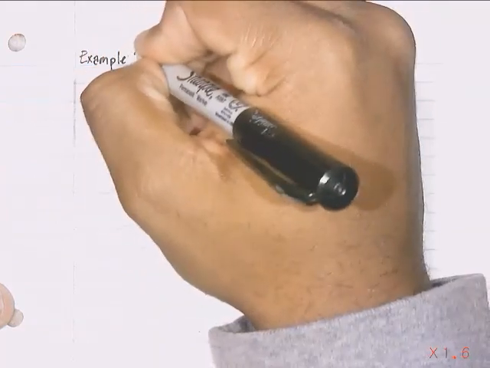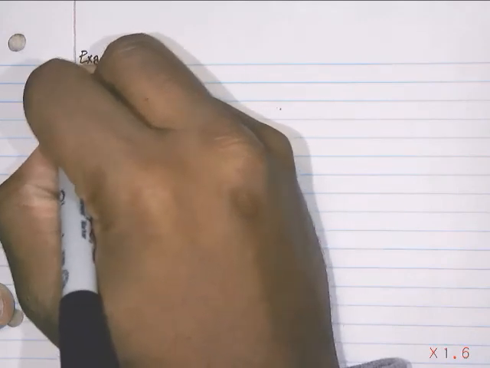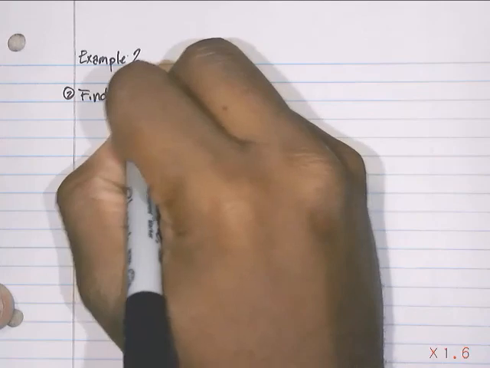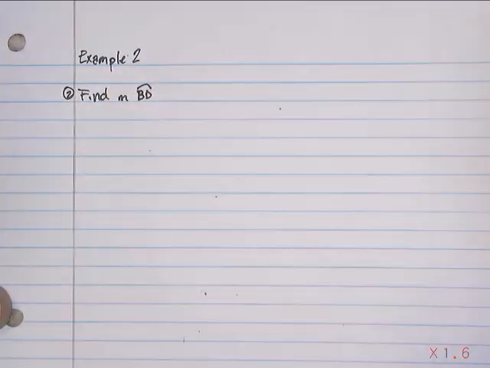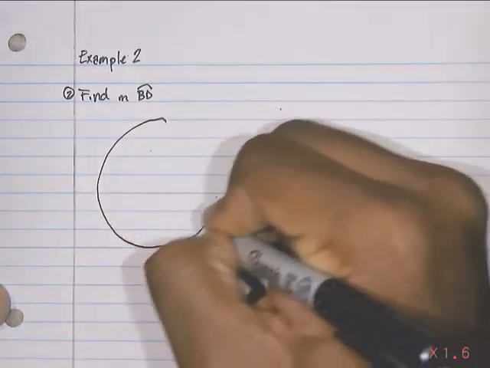Example 2. It says find the measure of arc BD. So we have a circle here, and in this circle, we want the measure of arc BD.